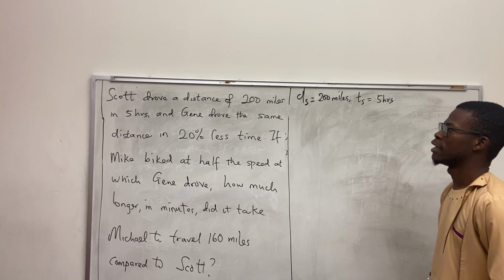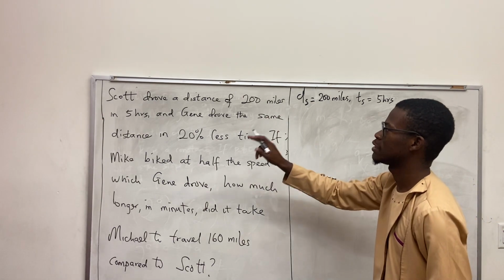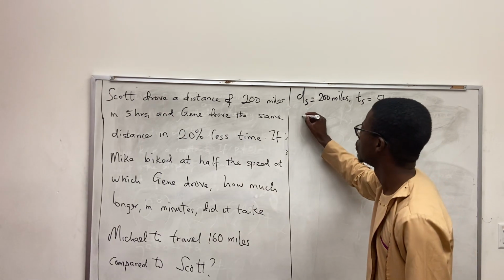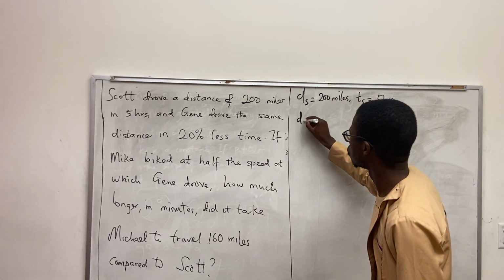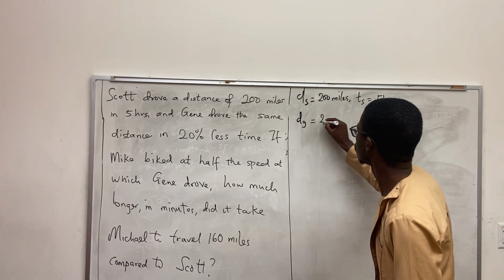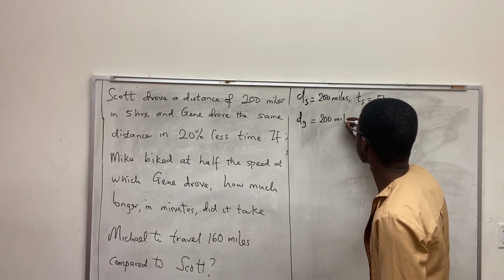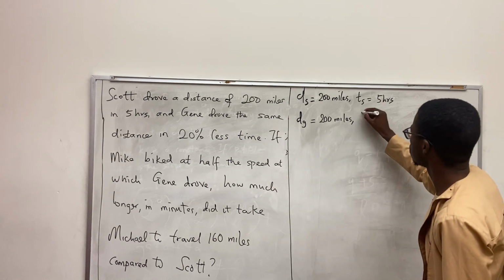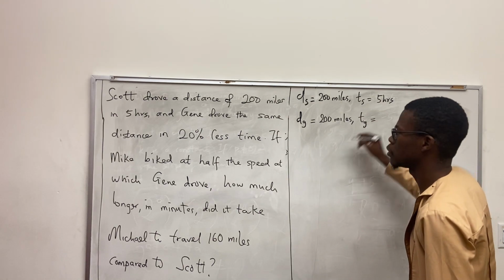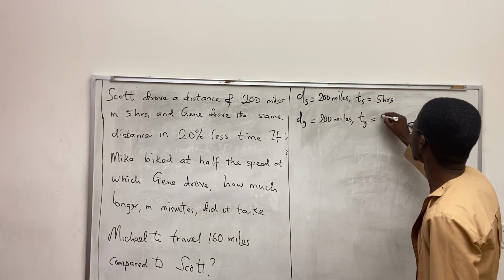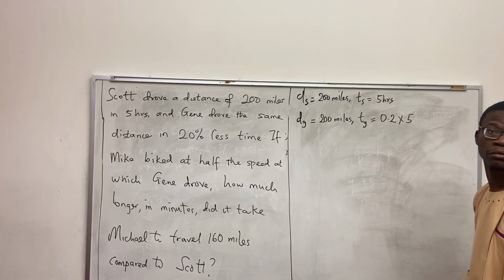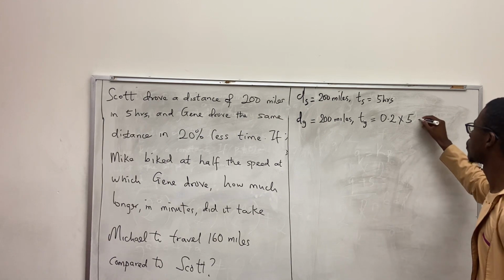Okay. Then, Jean drove the same distance in 20% less time. So D for Jean is also 200 miles. Then time for Jean, T Jean, is what? 20% less time. So 20% of this. All right, so this becomes 1 hour.